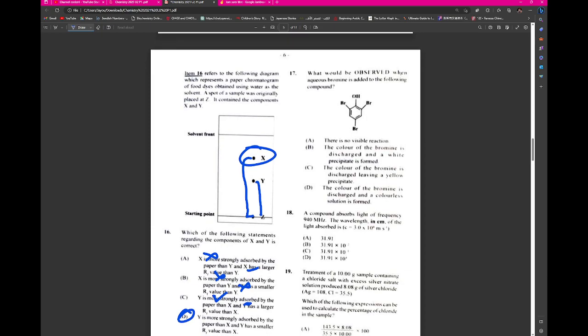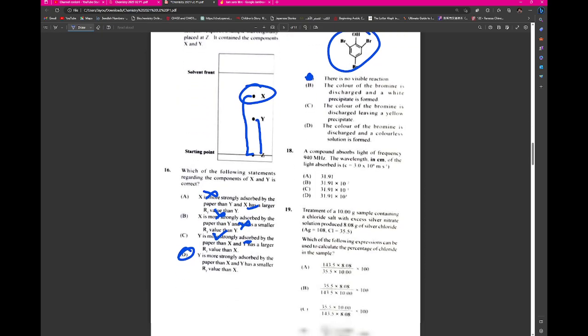Right, what would be observed when aqueous bromine is added to the following compound? So we already have this. Remember that the hydroxyl group is ortho-para directing, so I don't think bromine will attach anywhere else, and you didn't even say you're adding a Friedel-Crafts reagent or anything like that to make it stronger. So I do believe that we will have no visible reaction here, as I don't believe that bromine will be strong enough to break the relationship here.